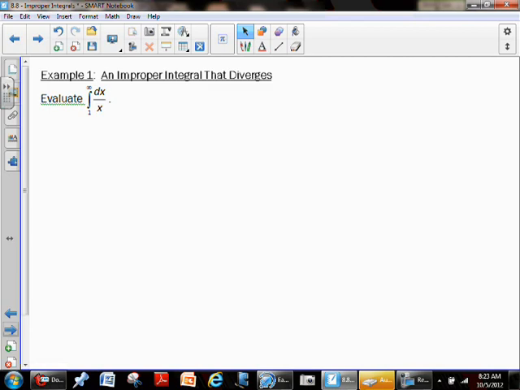Now, from the very beginning, we've got a situation here where we're integrating 1 over x with respect to x, but we notice that our upper boundary is infinity. So that's what sets us apart from the other integrals that you've learned. So how do we take care of this? Well, if you remember, the fundamental theorem of calculus doesn't like having infinities as boundaries. So we need to make an adjustment here.